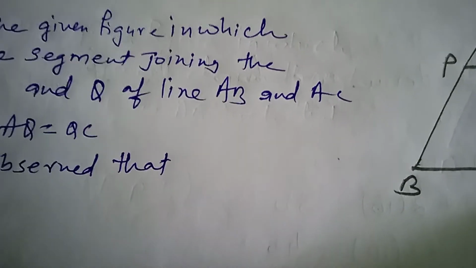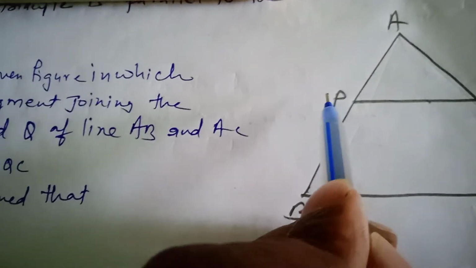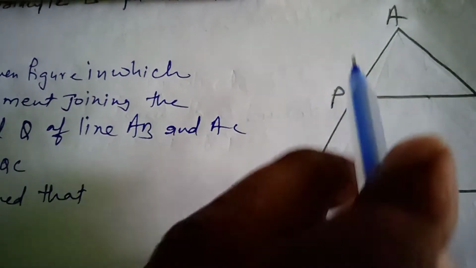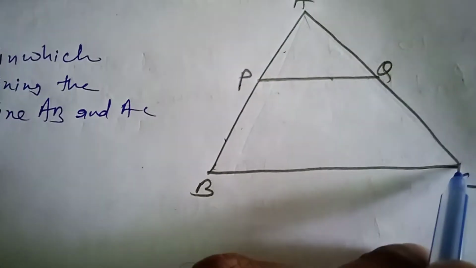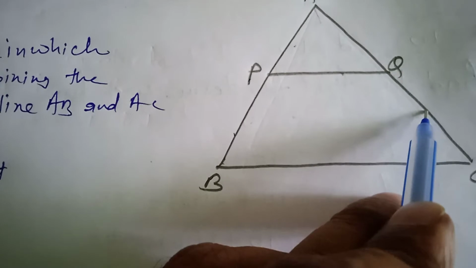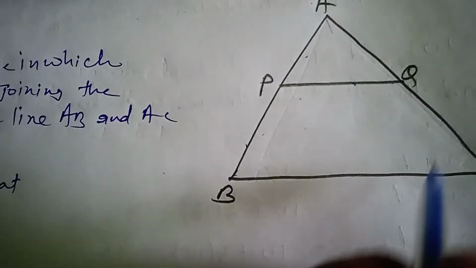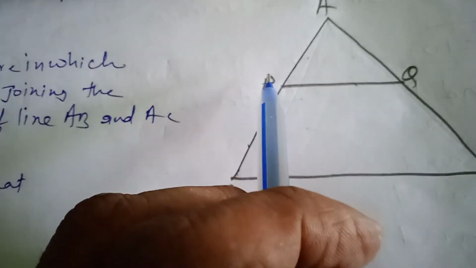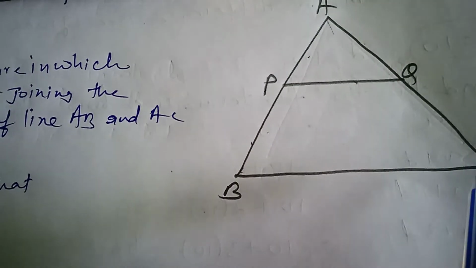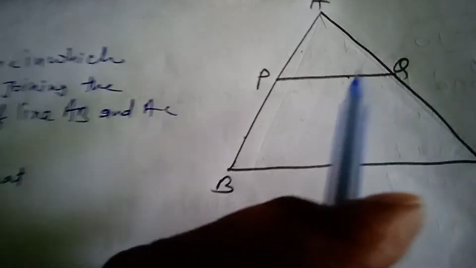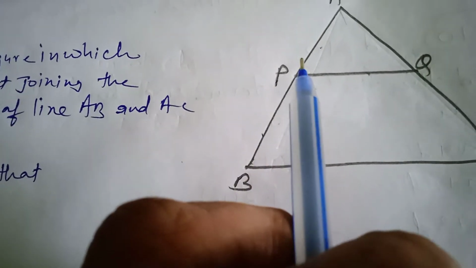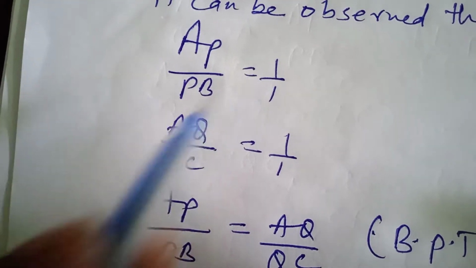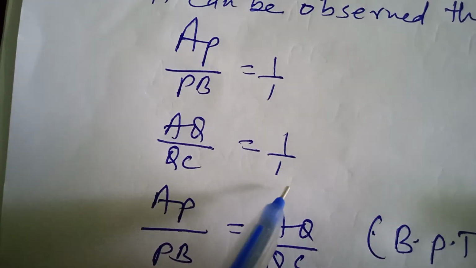With the help of this, we can see P is the midpoint of AB, means AP is equal to PB. Q is the midpoint of AC, means AQ is equal to QC. And according to the basic proportionality theorem, AP upon PB is equal to AQ upon QC. But in this proof we are going to consider AP upon PB is equal to 1 upon 1. Same way AQ upon QC is also 1 upon 1.